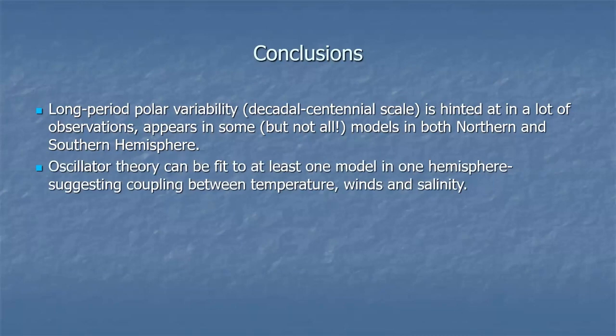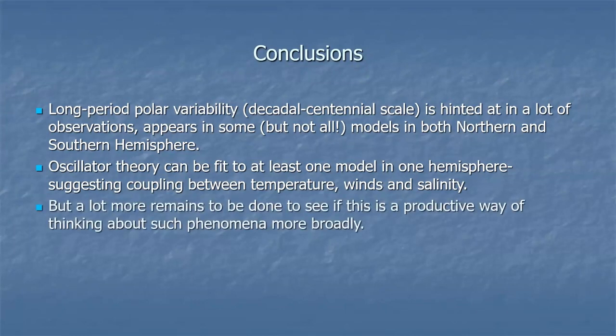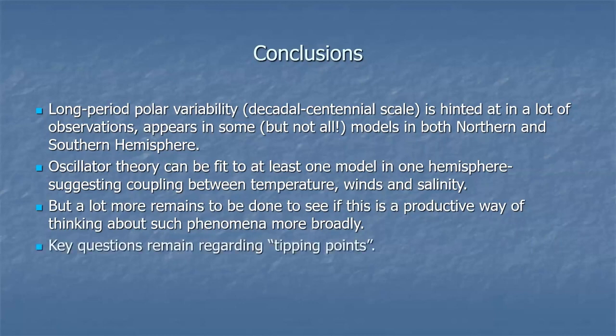We've shown that oscillator theory can be fit to one model in one hemisphere, which suggests coupling between temperatures, winds, and salinity. A lot more needs to be done to see if this is a productive way of understanding the variability across models and constraining the emergent parameters that need to be constrained to understand this theory.